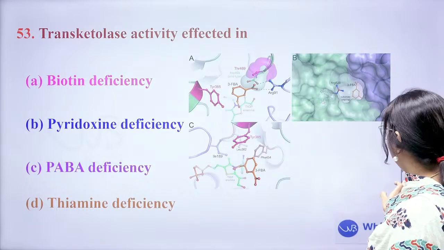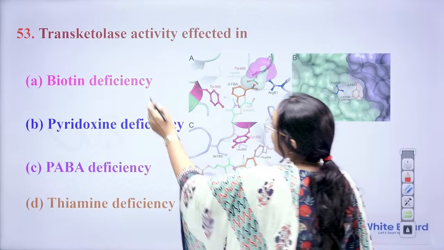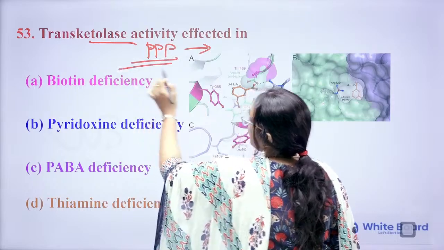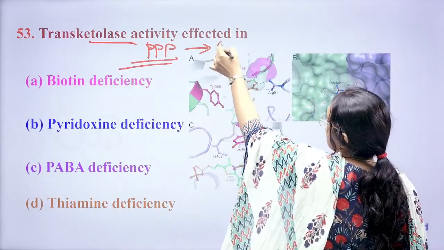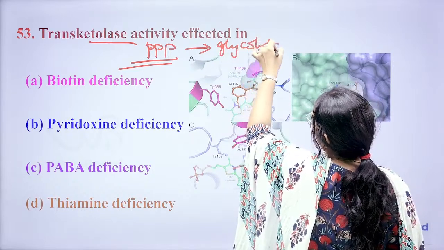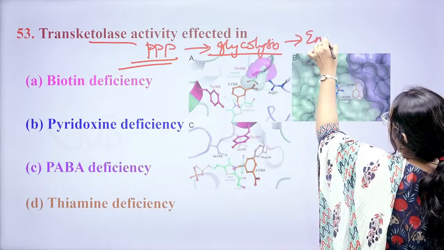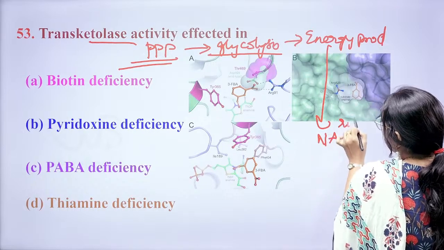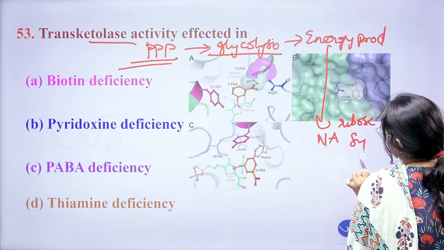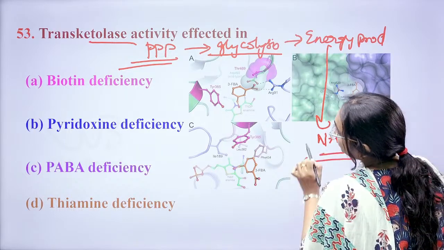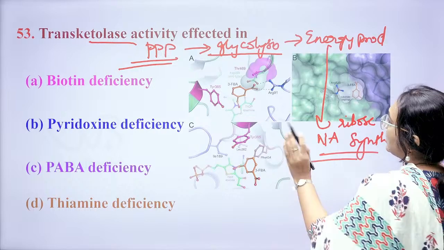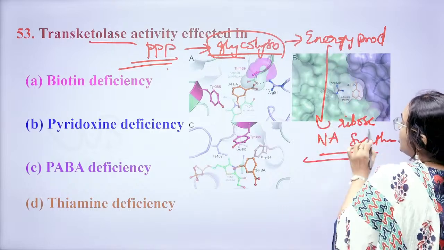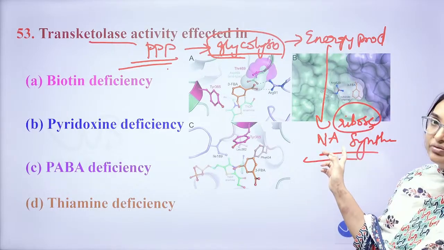Transketolase activity is affected in... Transketolase is an enzyme which converts the pentose phosphate pathway to glycolysis. It is involved in this conversion, and glycolysis is useful for energy production, and from this it is useful for the synthesis of ribose that is used in nucleic acid synthesis. So the transketolase enzyme is responsible for the glycolysis conversion from PPP, and this leads to energy production and production of ribose that is useful for the synthesis of nucleic acids.